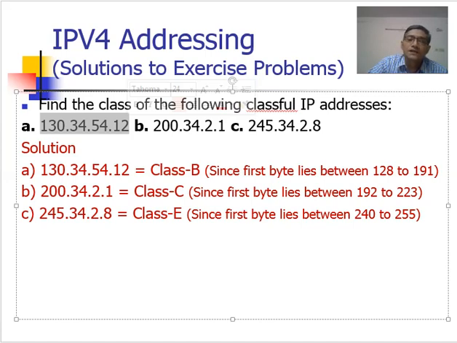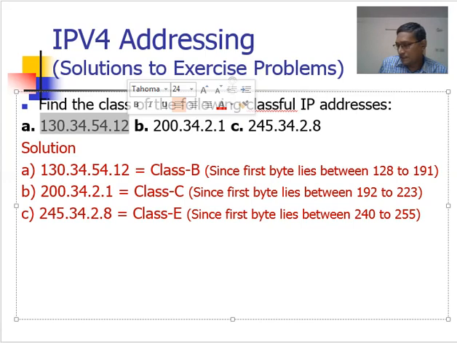So for class A the prefix is 0. For class B the prefix is 10. For class C the prefix is 110. For class D it is 1110 and for class E it is 1111. Okay. Now for this problem, they have given 130.34.54.12. These are the corresponding decimal values of the address.